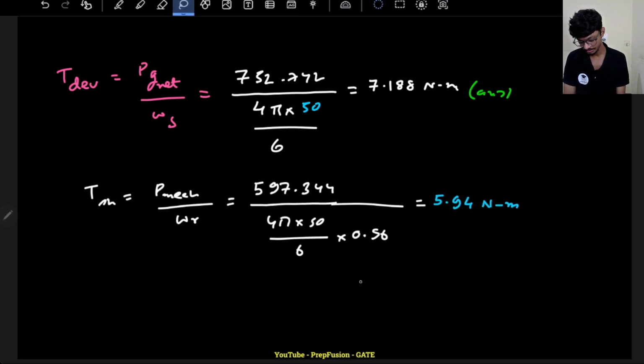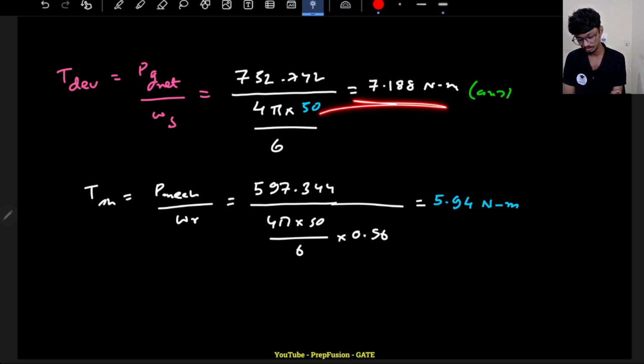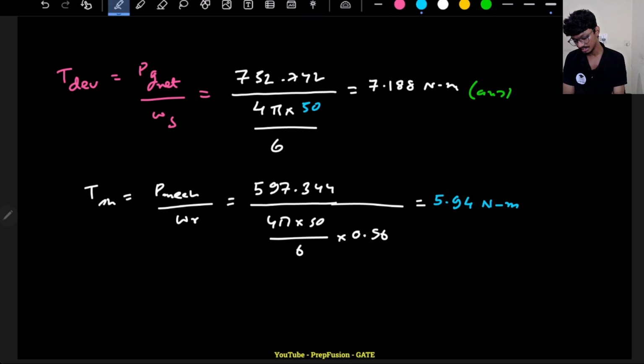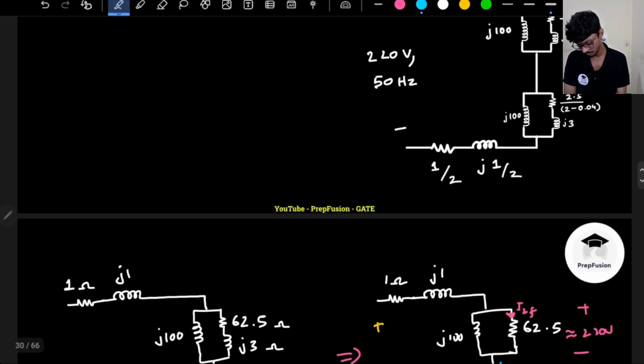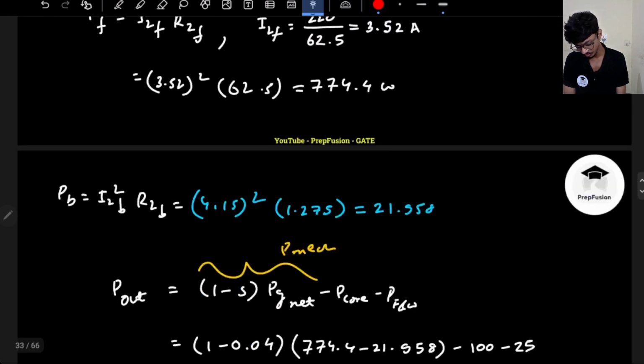Okay, I hope you have understood this point. So this is a different answer, this is a different answer. This is the shaft torque and this is the developed torque. Both are different things. Now what is the last thing that they are asking? They are asking me the efficiency. So efficiency will be what?